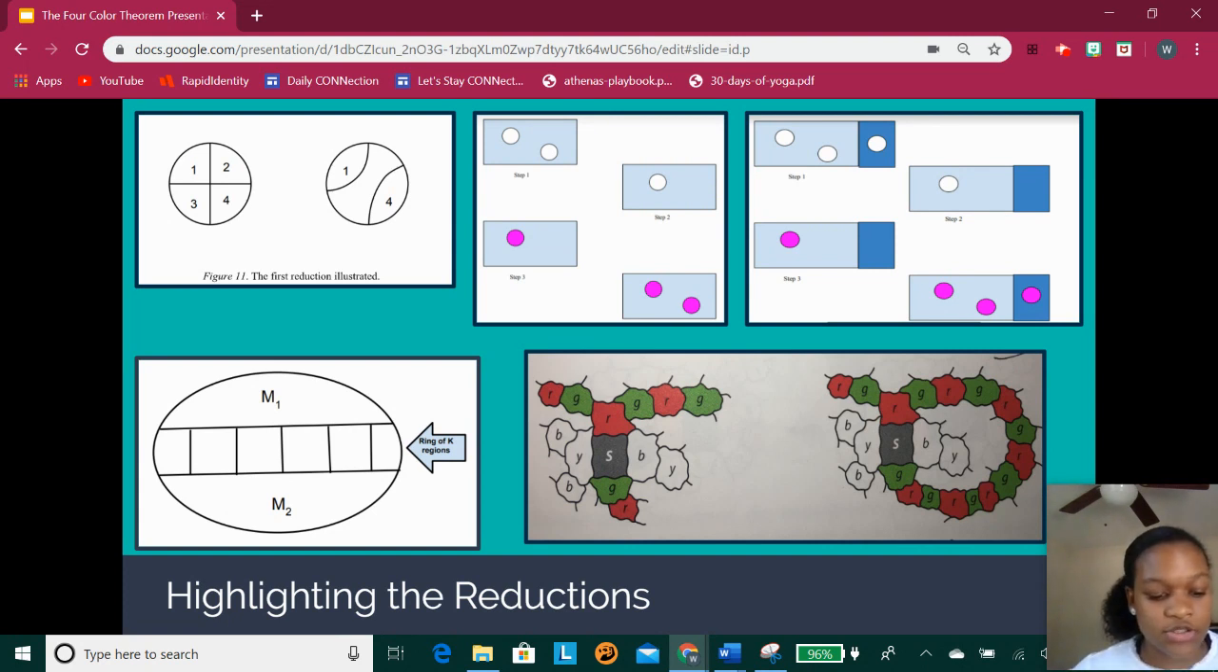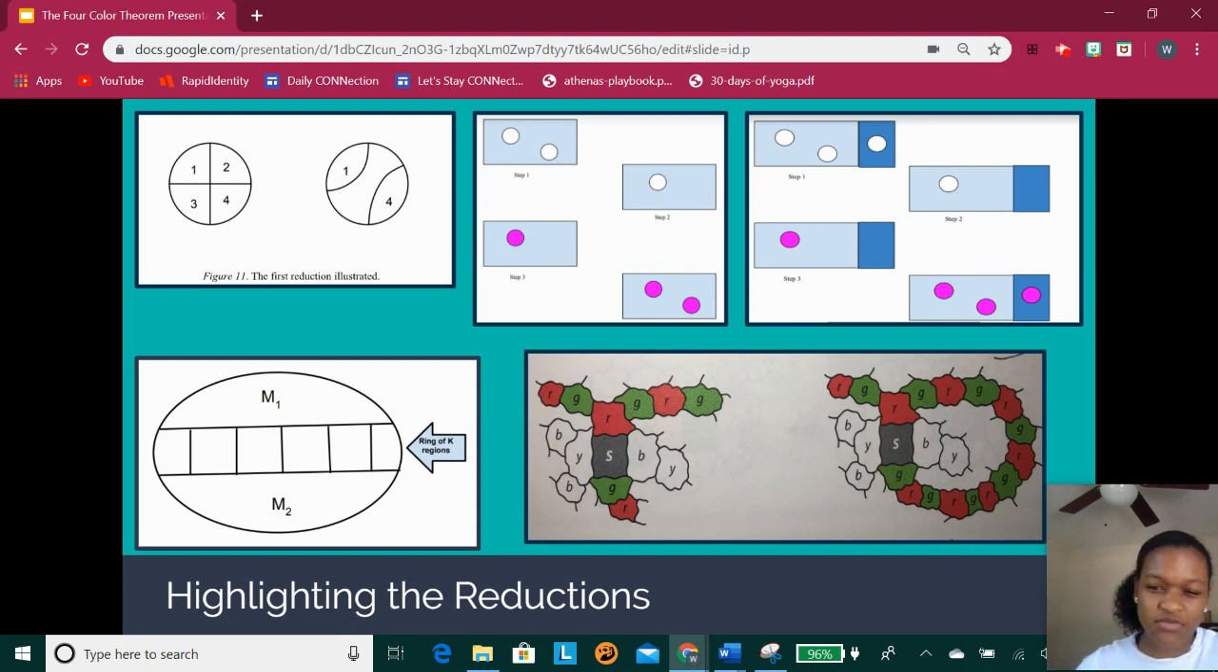The third reduction states that if 2 or more regions form a multiply connected region, the coloring of the map may be reduced to the coloring of maps of fewer regions. It's very similar to the second reduction. The fourth reduction says if the map contains 1, 2, 3, or 4-sided regions, the coloring of these maps can be reduced to the coloring of a map of fewer regions. And you can see that in the fourth visual.